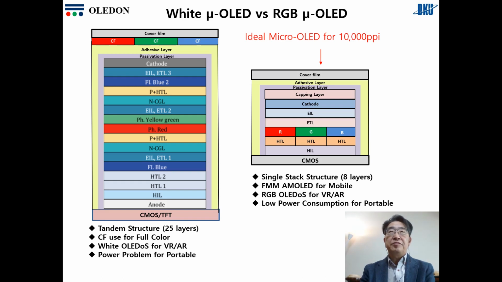There are two types of micro OLED. The white micro OLED, as a three-stack structure, has around 25 thin film layers, providing high power consumption. Instead, the RGB micro OLED, as a single stack structure, has only 8 thin film layers, giving low power consumption.